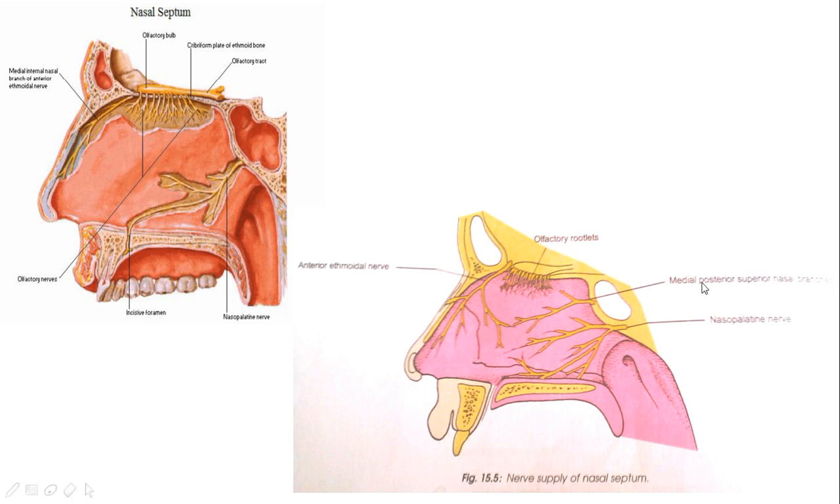Moving on to the nerve supply of the nasal septum. It is supplied by the olfactory nerves. They supply the upper part just below the cribriform plate. The internal nasal branch supplies the anterior superior quadrant of the nasal septum. Then the nasopalatine branches, which arise from the pterygopalatine ganglion, supply the posterior inferior part of it. The medial posterior superior nasal branches, again coming from the pterygopalatine ganglion, supply the posterior superior part of it. And the other branches, the nasal branches of the greater palatine, supply the posterior most part, as well as the anterior superior alveolar nerves. They supply the anterior inferior part of the nasal septum.